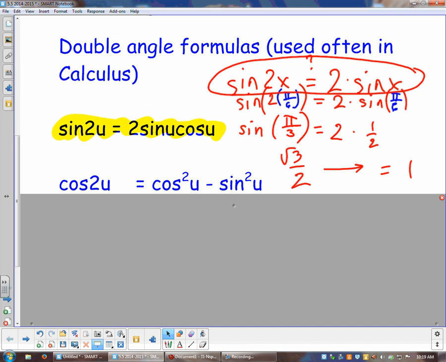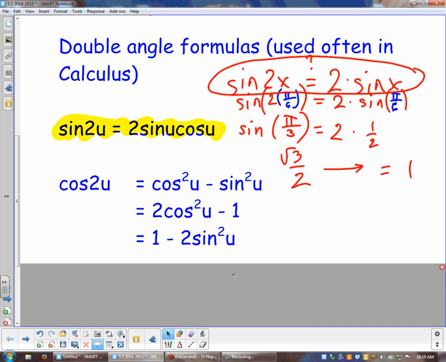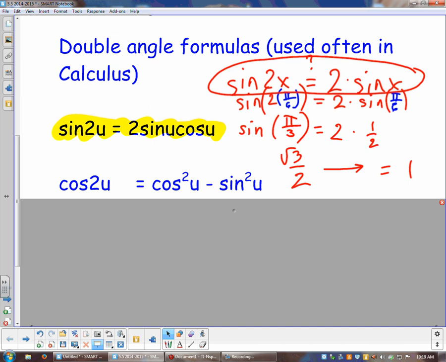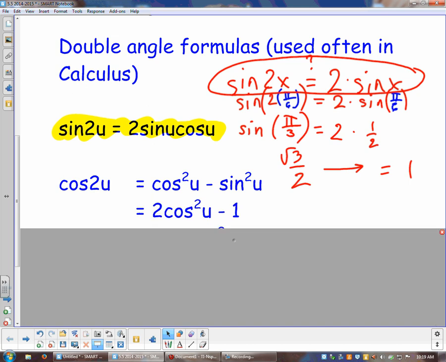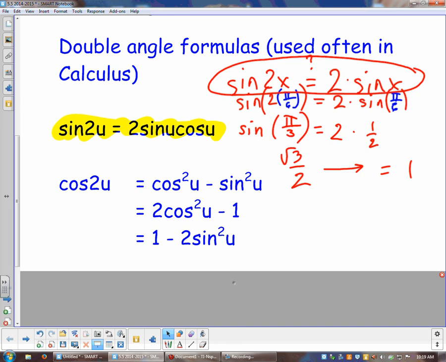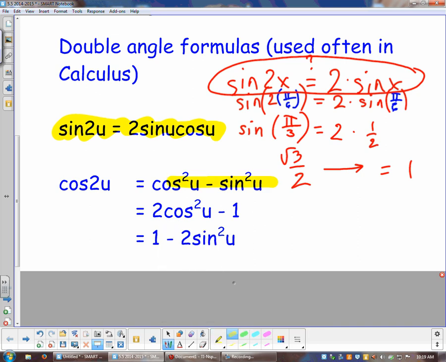Well, that's this one. And then I have 1 minus 2 sine squared. Or I could rewrite sine squared as 1 minus cosine squared, and I would end up with 2 cosine squared u minus 1. So I really have 3 different formulas for cosine of 2u. Right? And they come in handy, you might want to use one rather than another in some of the problems that we're going to do.